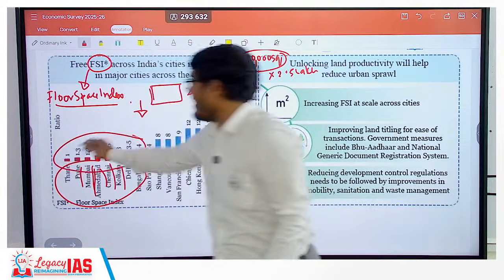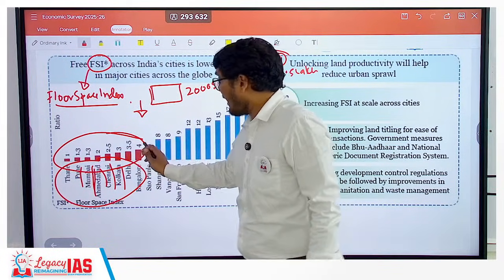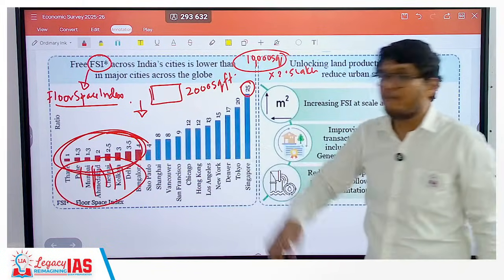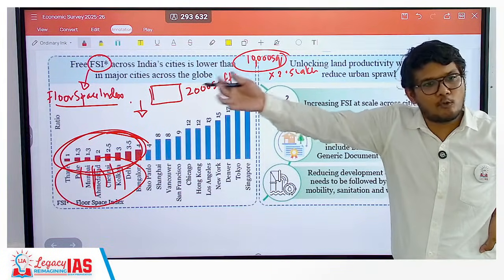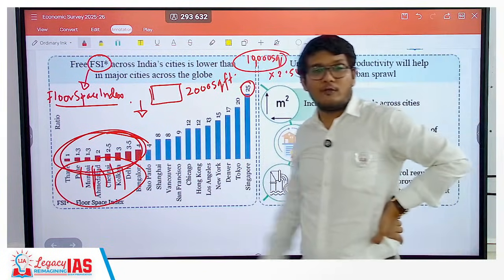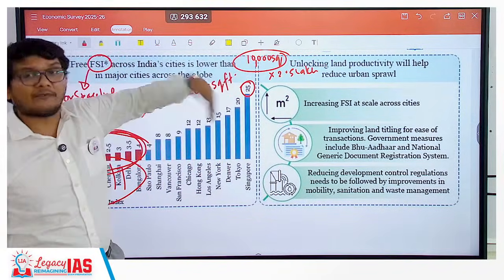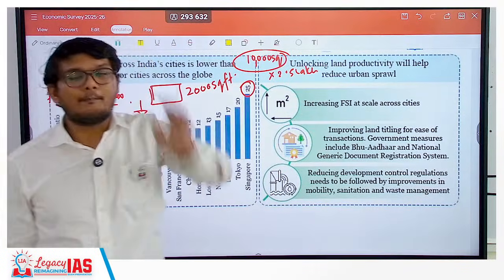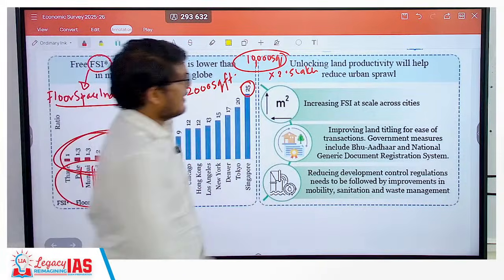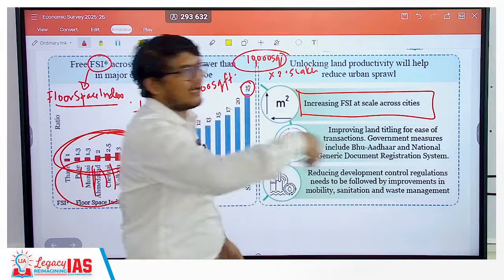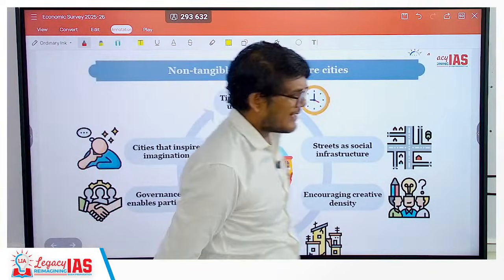We are having very less floor space index. 1, 1.3, 3, 3.4, 5 or up to 4 is what we are having in our metropolitan cities also. That means if 10,000 square feet is there, you can create up to just 40,000 square feet of construction, whereas in other countries the cities can construct even higher and higher buildings. So the economic survey says that maybe it's time to increase the floor space index across the cities so that we can have higher and higher buildings that can be created.